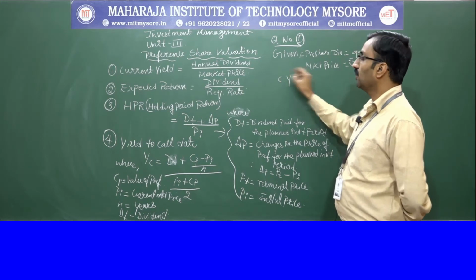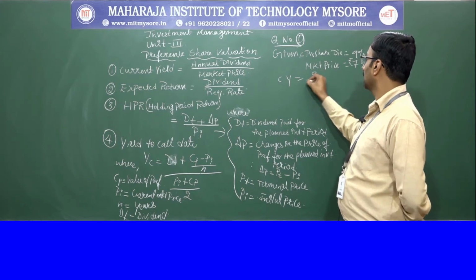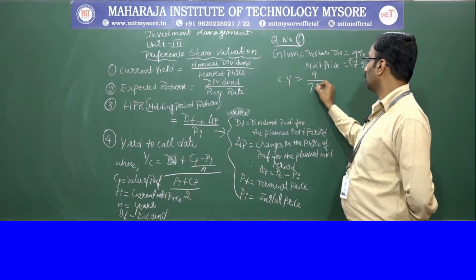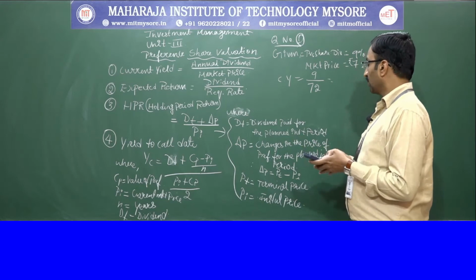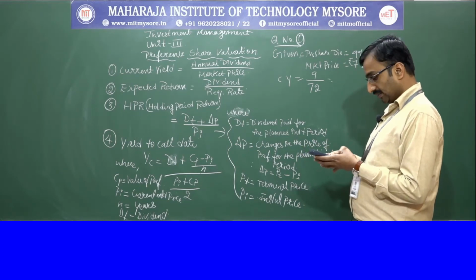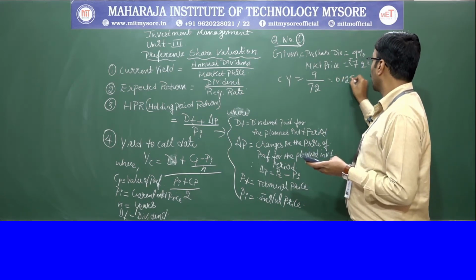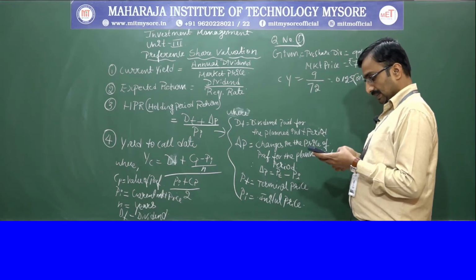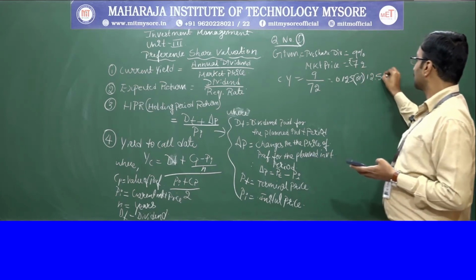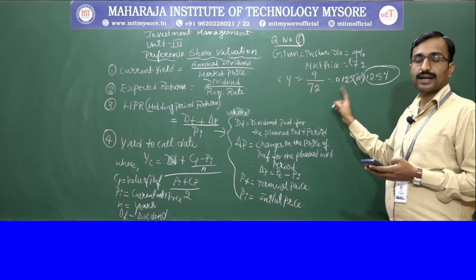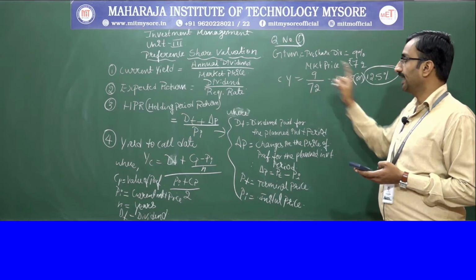Current yield is equal to annual dividend divided by market price. So annual dividend how much here? 9. Okay, then market price is 72. So calculate in your calculator. 9 divided by 72, you will get 0.125, and into 100 if you do, you will get 12.5%. This is the current yield preference share value calculation based on the data given.